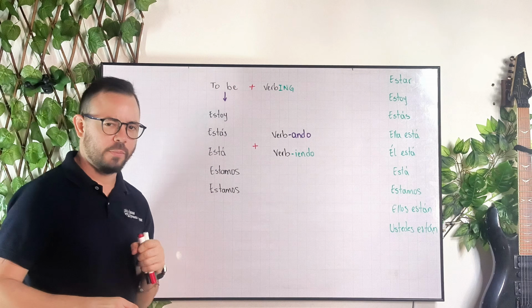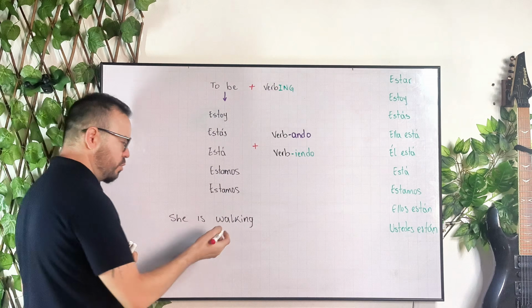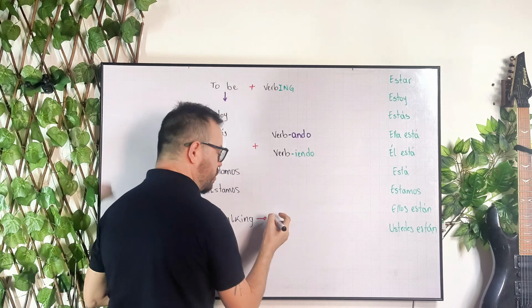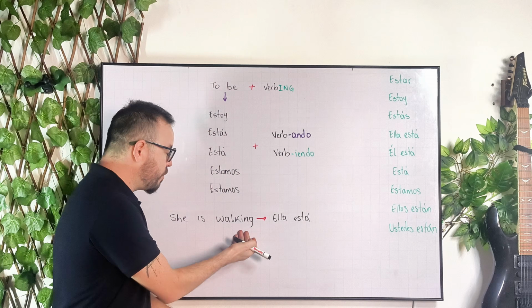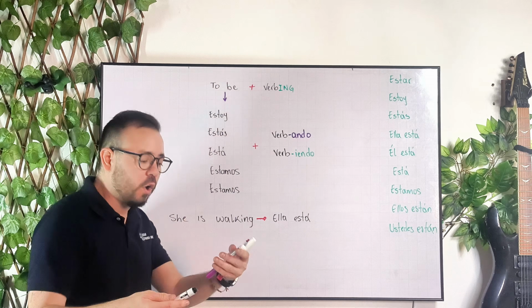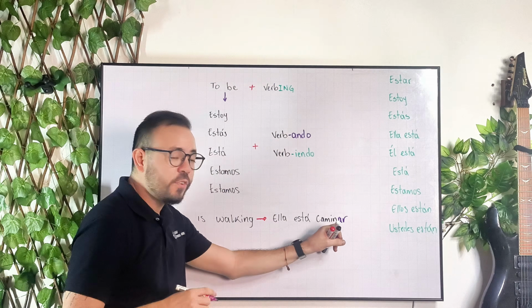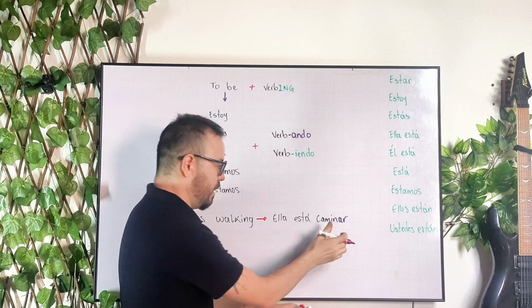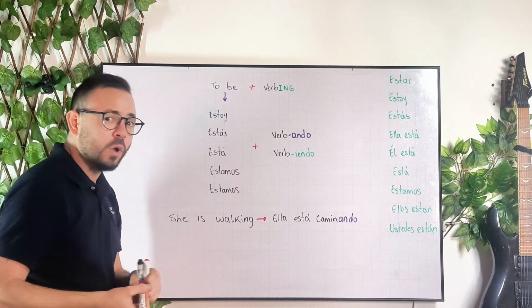So let me show you a few examples. Now, first thing we want to say in this case is she is walking, okay? So let's do it. So for she is, we're gonna have está, right? So in this case, we're just gonna say ella está, right? And then we just have the verb walking that comes from the verb to walk. That in Spanish is just caminar, right? Since this verb ends in AR, I just need to replace this AR for ando, and that's it. So we're gonna have ella está caminando. That's it, okay? Let's do another example.